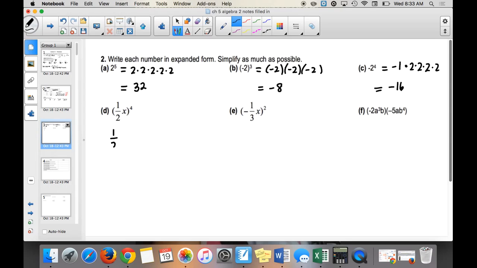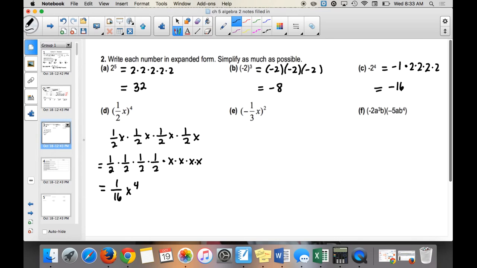All right, so the next one should be 1/2 x times 1/2 x times 1/2 x times 1/2 x. So if you want to, you can always rearrange it so all the numbers are out front and all the x's are on the end. So you don't have to do this, but you could write 1/2 times 1/2 times 1/2 times 1/2, and then times x times x times x times x. So we get 1 over 16 x to the 4th, right? Because 1/2 times itself 4 times is 1 over 16. It's not 2. That would be adding, right? 1/2 plus itself.